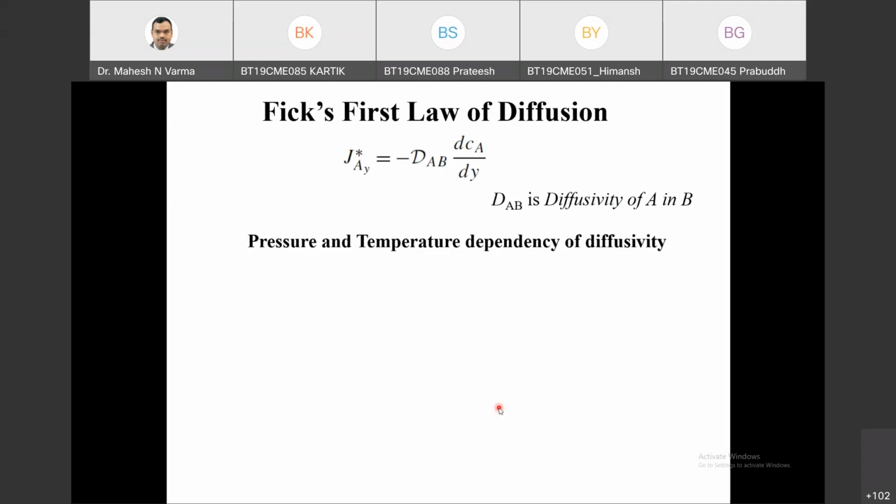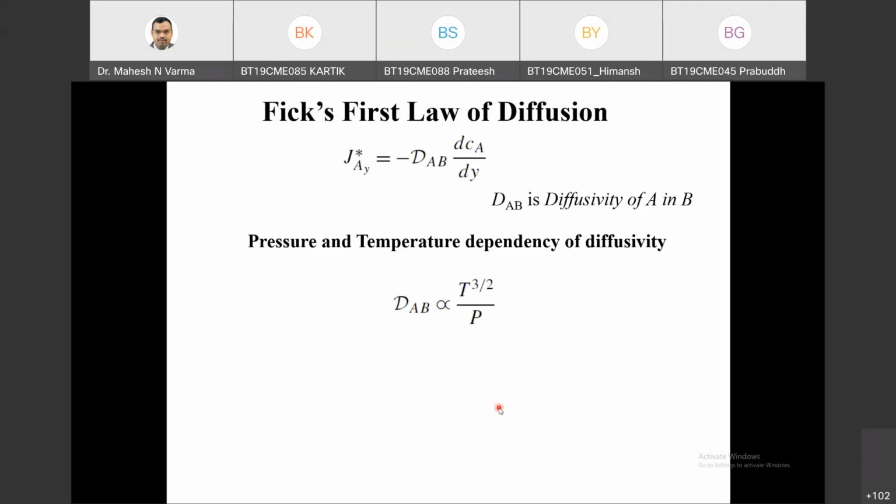The dependency of diffusivity on pressure and temperature is quite drastic actually. Viscosity and thermal conductivity do not depend so much on pressure and temperature, but diffusivity is quite sensitive to pressure and temperature. Many times you need to consider the variation of diffusivity with temperature essentially, because the sensitivity of diffusivity on pressure and temperature is larger. So that needs to be considered.